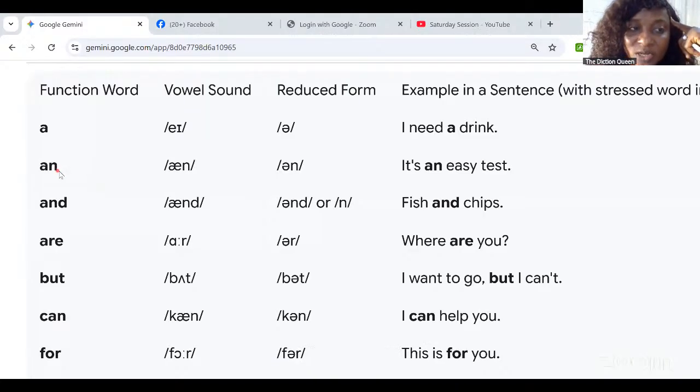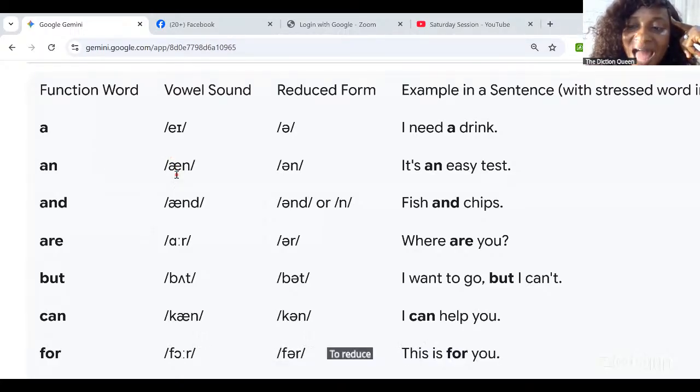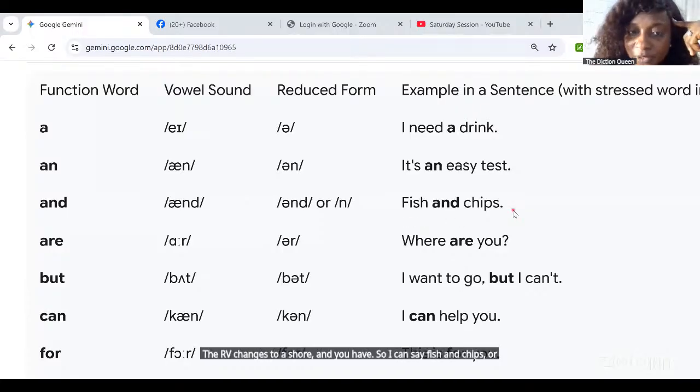The second word, an, which is a strong form. To reduce it, you need to change the a sound there to a Schwa. It becomes un. It's an easy test. Don't say it's an easy test. The third word, and, the A there, change it to a Schwa and you have and or n. So I can say fish and chips or fish and chips.